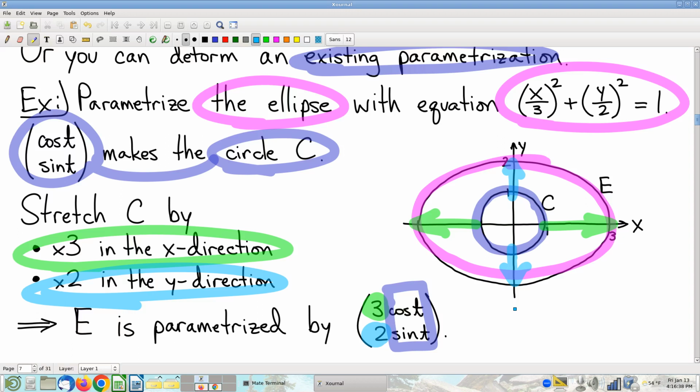Yes? So the stretching by 3 and 2, you just got that from the equation? Yeah, high school algebra tells me that this equation here is an ellipse, that that 3 comes from the fact that that's a 3, and this 2 comes from the fact that that's a 2. I'm just sweeping all the algebra 2 under the rug. Is that vaguely familiar? Yeah.